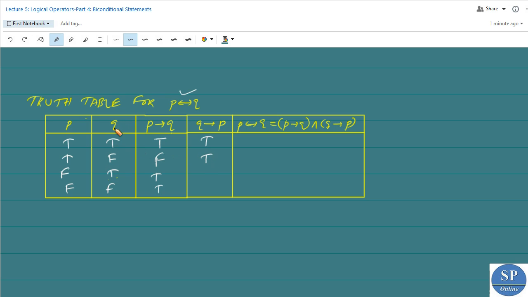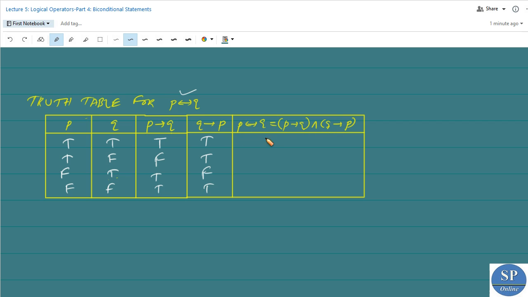Now the truth value of Q is T and the truth value of P is F, so the truth value of Q implies P is false. Now the truth value of Q is F and the truth value of P is F, therefore the truth value of Q implies P is T.